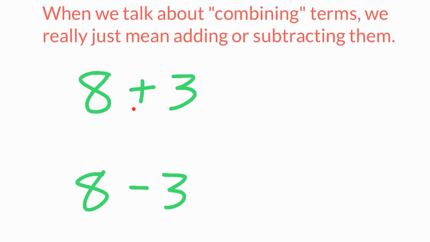In this case, they're getting added, and you already know the answer. Over here, I'm going to get 11. And over here, I can also combine these terms, and in this case, the 3 is being subtracted from the 8. And I'm sure you know the answer for this also. 8 minus 3 is 5. So these are two very simple examples of combining like terms.